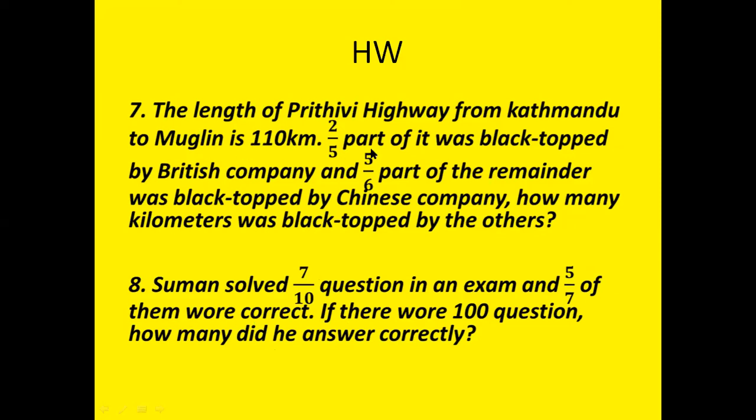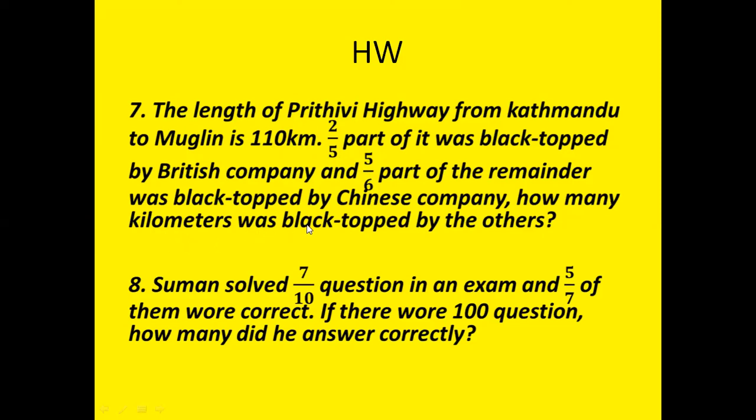Similarly, find here, this is also a similar question. You can do it easily. We have done like this before. 2 by 5 part of the road is blacktopped by a British company. That means 2 by 5 into 110 is blacktopped by the British company. And 5 by 6 part of the remainder. Find the remainder first of all. Remainder means 110 minus that, subtract the British one. The remaining will come, then from that we have to find 5 by 6 of that remainder. Then it will come for the Chinese company.